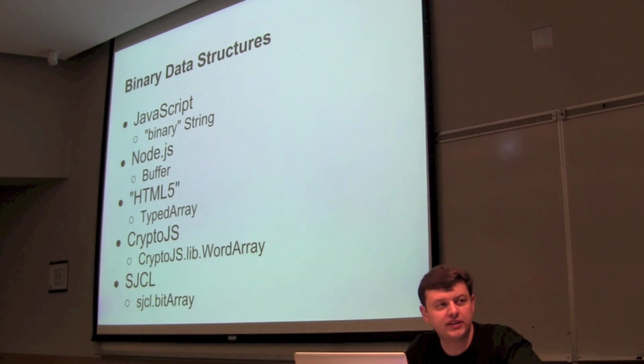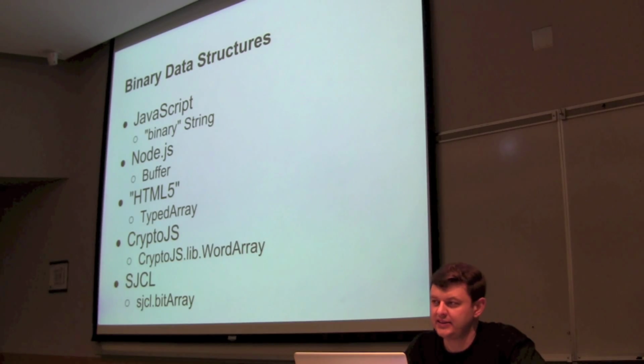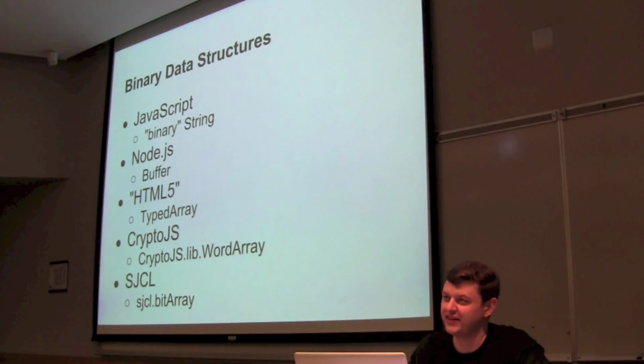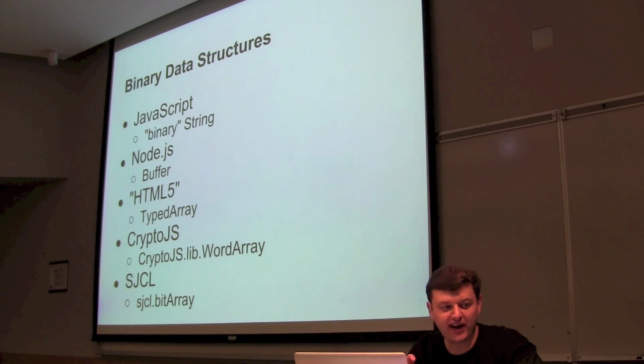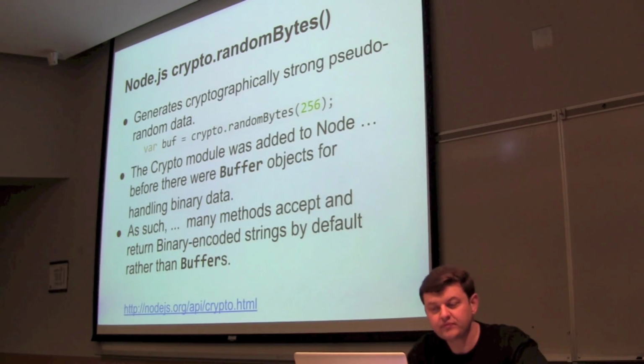Second thing, and there are some more details in future slides on this, a lot of the data we're getting back is binary data. Well, how do you deal with binary data in JavaScript? You have binary strings. In Node.js, you have things called buffers. In HTML5, you got something called a typed array. CryptoJS had an object called a word array. And in the Stanford library, they had something known as a bit array. Okay. So if we look at the Node.js crypto.randomBytes, okay?